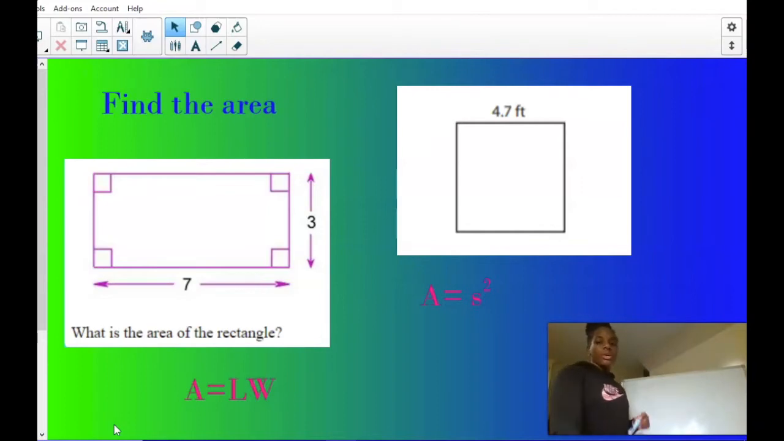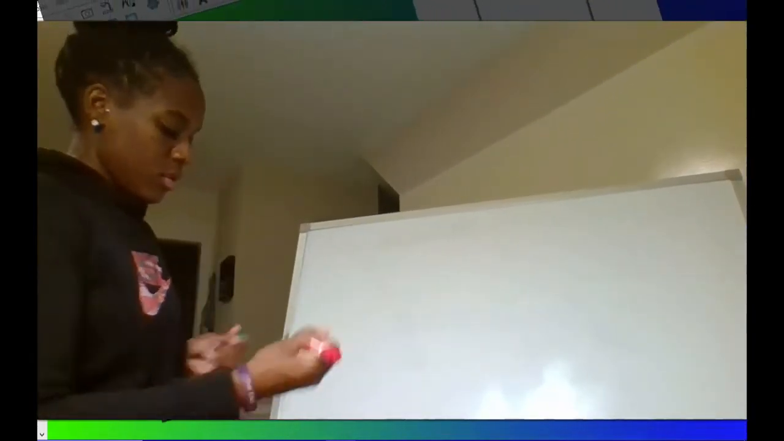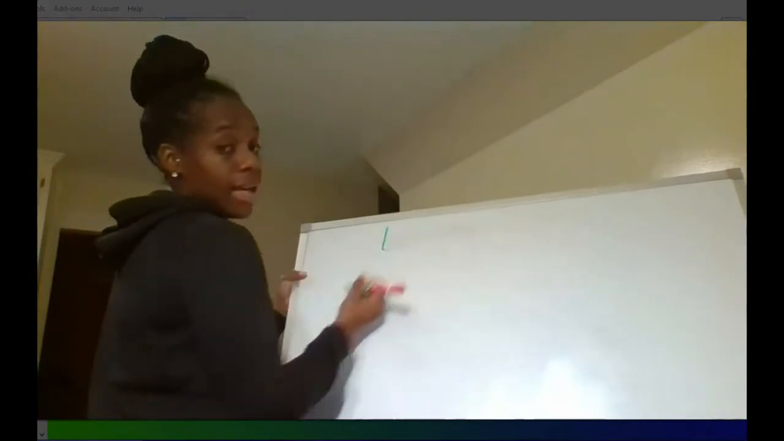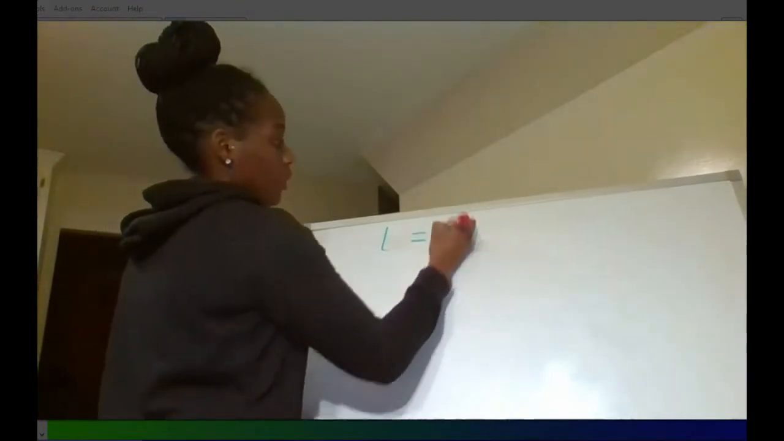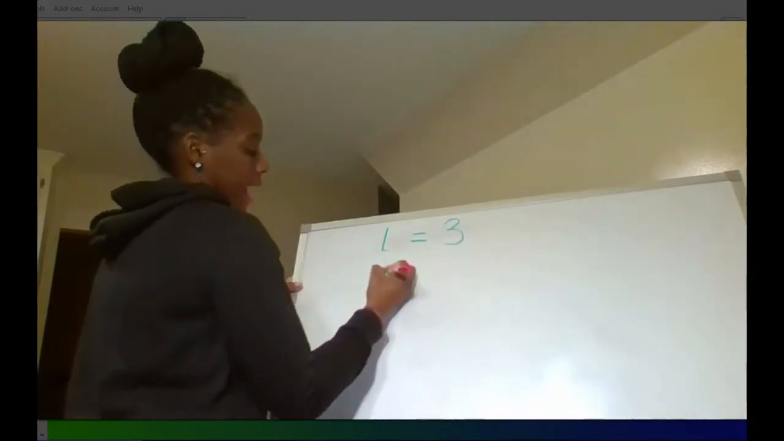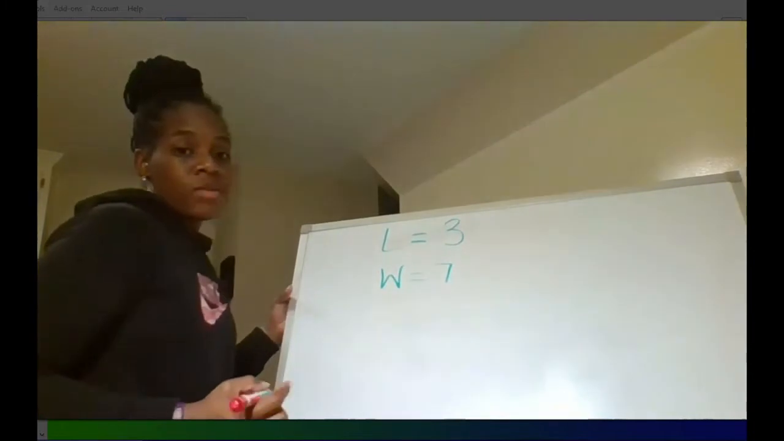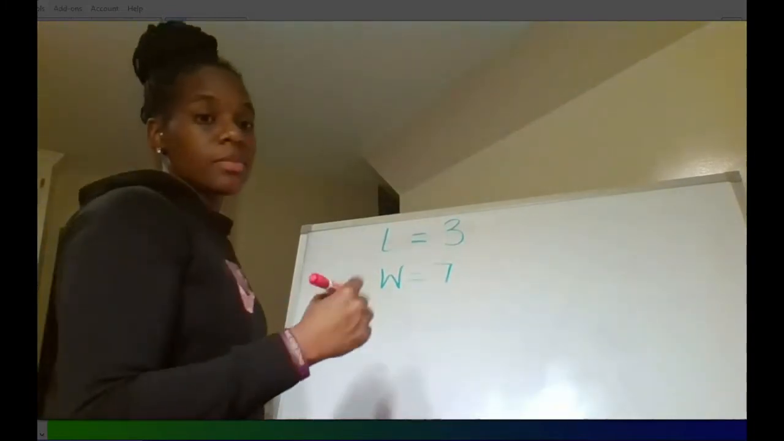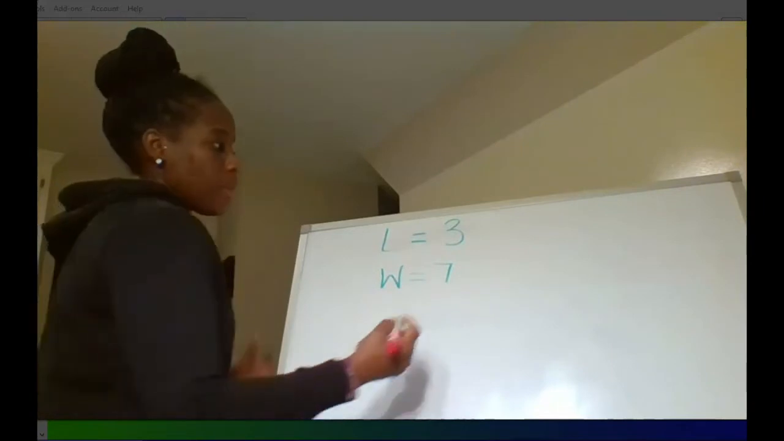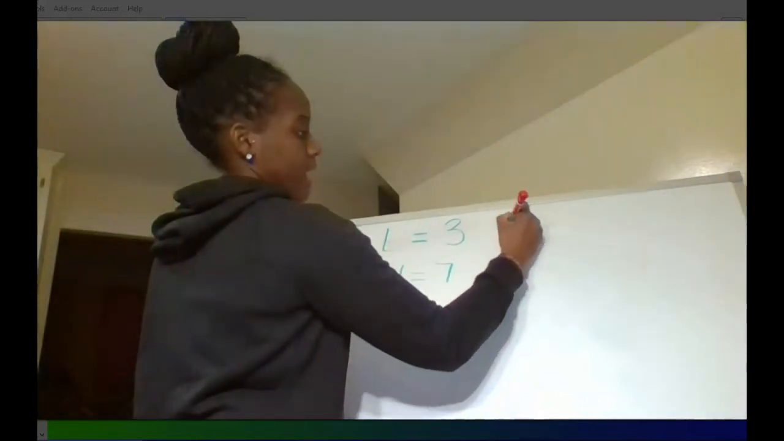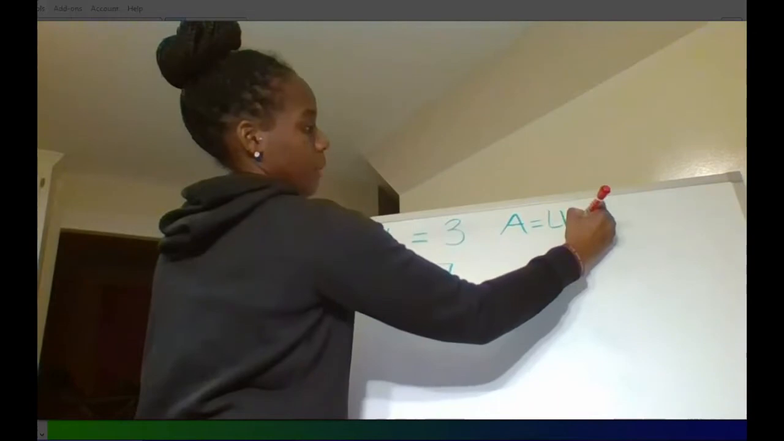All right, so we are going to find the area of the rectangle using the dimensions of the width being 7 and the length being 3, okay? So here, I use my key. I say L is equal to 3, and I say W is equal to 7. So then we substitute those numbers into the formula. The formula is A is equal to LW.